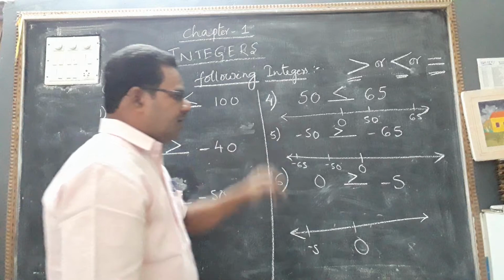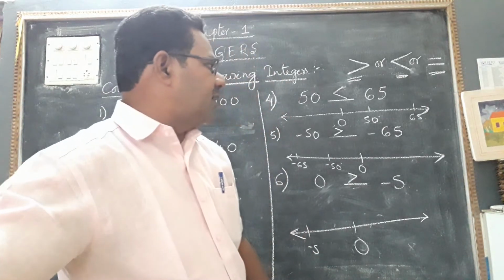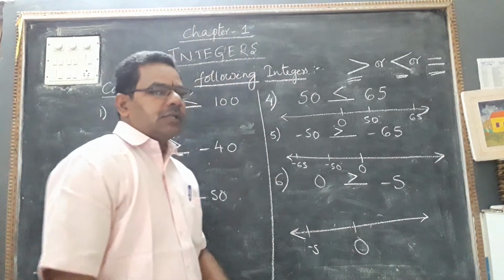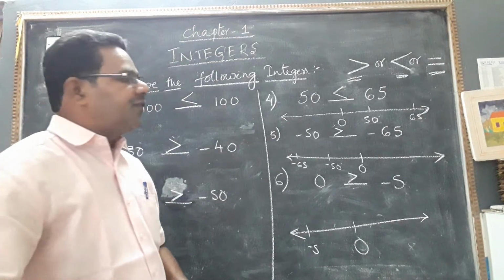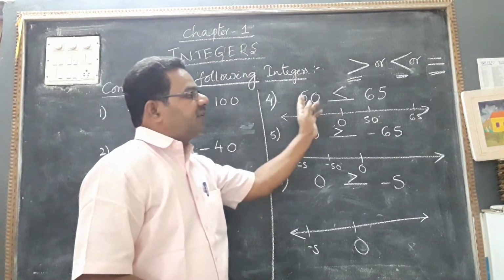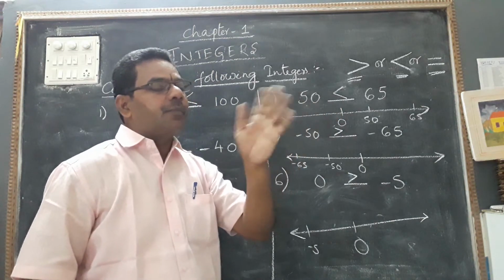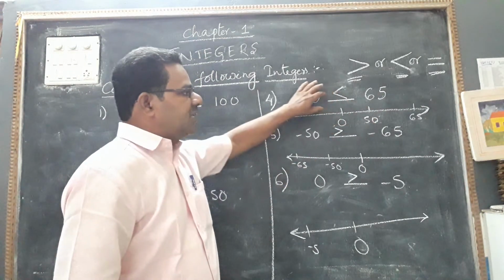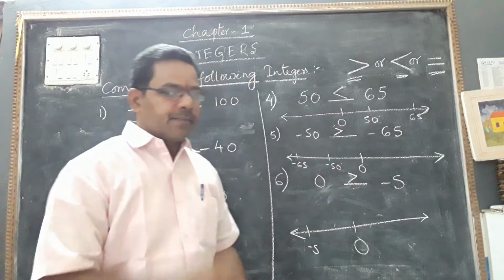Okay. Here 50 and 65. How to compare this one? That you have to do on your own. 50 and 65, less than. How? After 50 you will get 51, 52, 53 up to 65. So 50 is smaller and 65 is bigger.